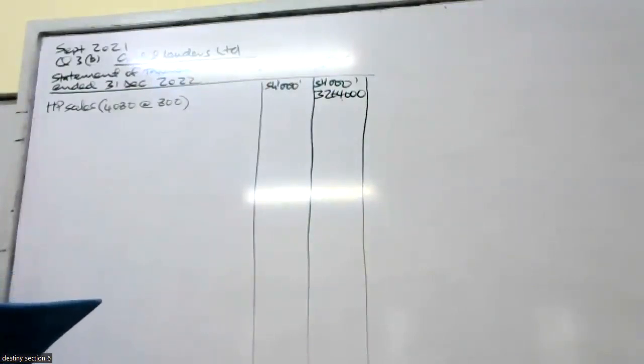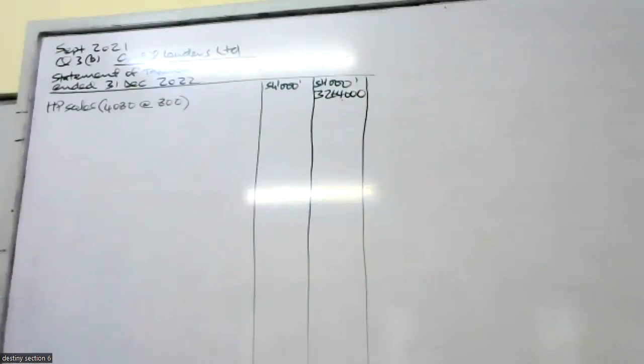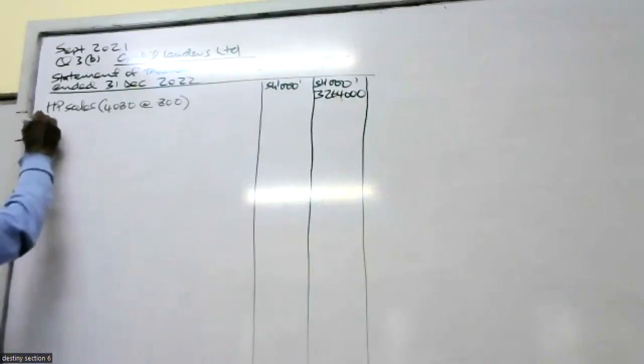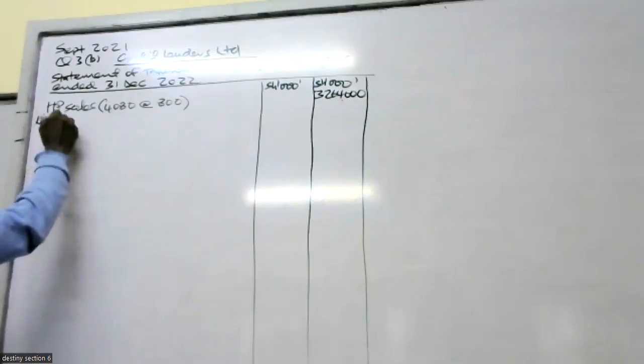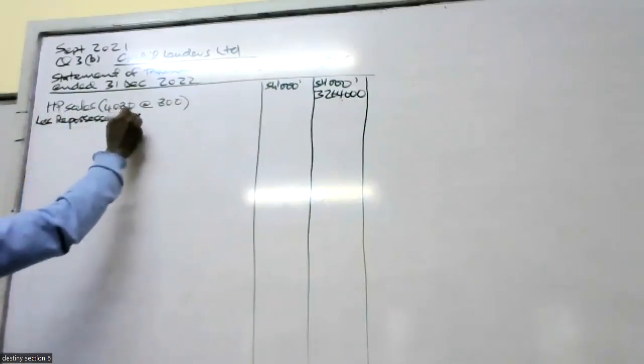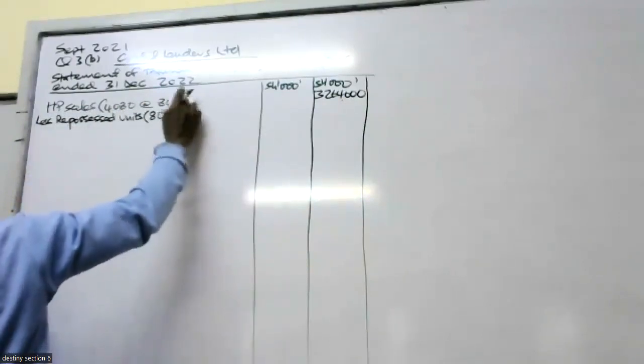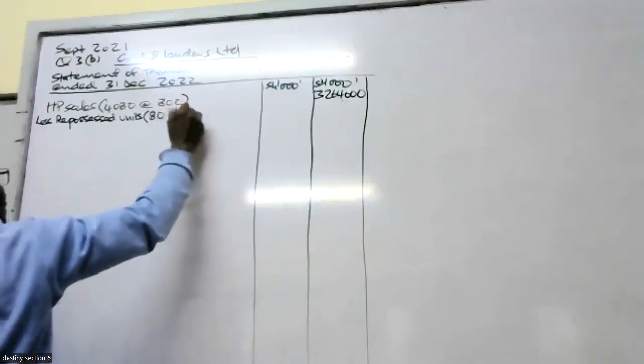They say during the year the company repossessed 80 units which have been sold earlier in the year. So we may want to deduct the repossessed units so that we'll later work out the profit or loss on the repossessed units separately. They repossessed 80 units, and the 80 units have been sold at 800.